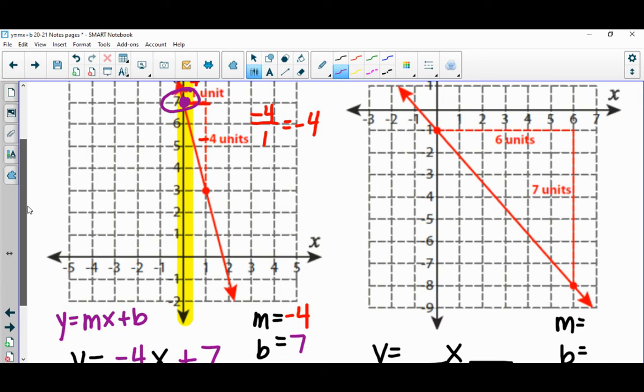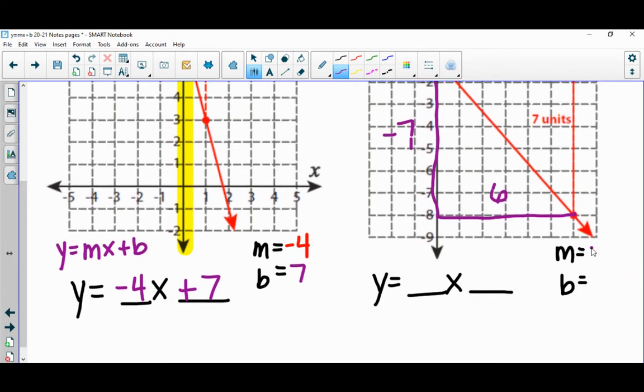And this next one, we're going to do the same thing. I've always drawn the slope triangles on the bottom. You can draw them on the top here. It doesn't really matter. Either way, if you want to draw them the way that we have been doing, we are going to be traveling down 7, and then we're going to be traveling to the right 6. So that slope is going to be negative 7/6. And again, we're just going to push that negative out towards the front. We don't have to keep it up with the 7.